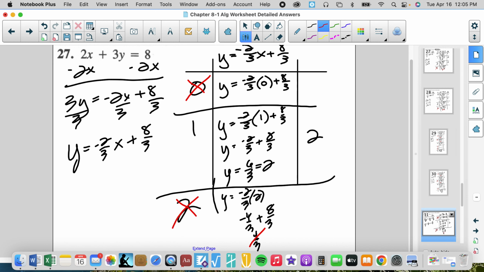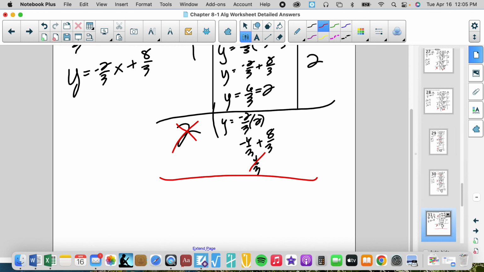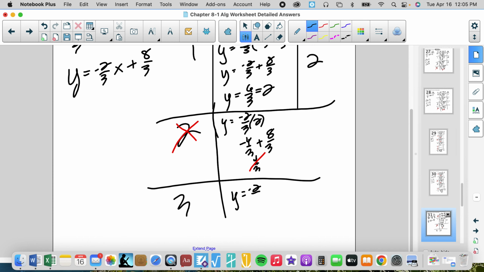Well, 3 looks nice, right? No, 3 doesn't work. Do you know why 3 doesn't work? Because 3 is going to cancel and produce a whole number. And then you'll have a whole number plus the 8/3. So that's not going to work. Meaning the 3's are going to cancel, you're left with negative 2 plus 8/3. So that's not going to work.